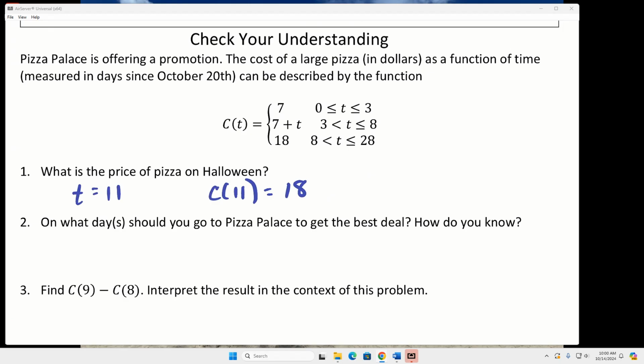Okay. And then number 2, on what days should you go to Pizza Palace to get the best deal? What day is pizza going to be the cheapest? 0 to 3, or October 20th to 23rd. It's a pretty cheap pizza.